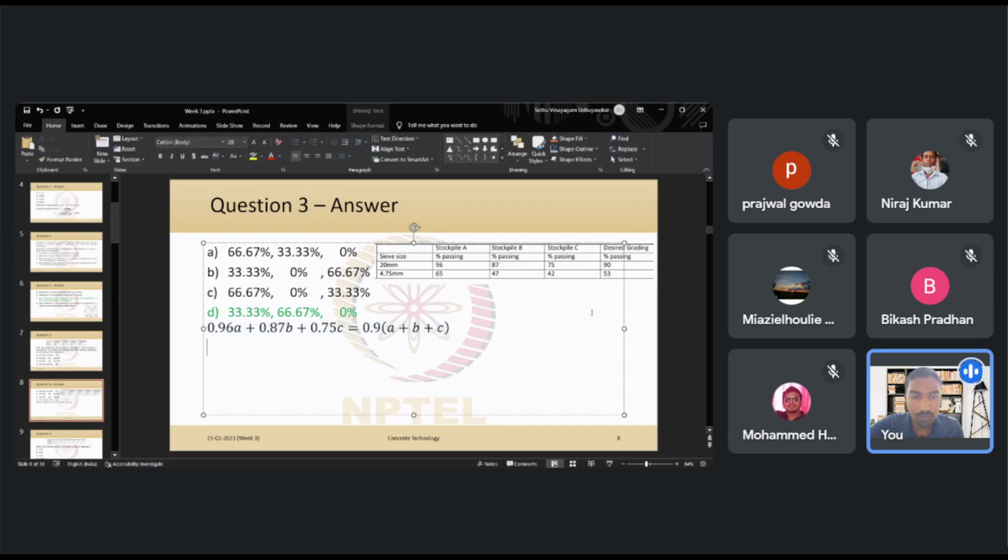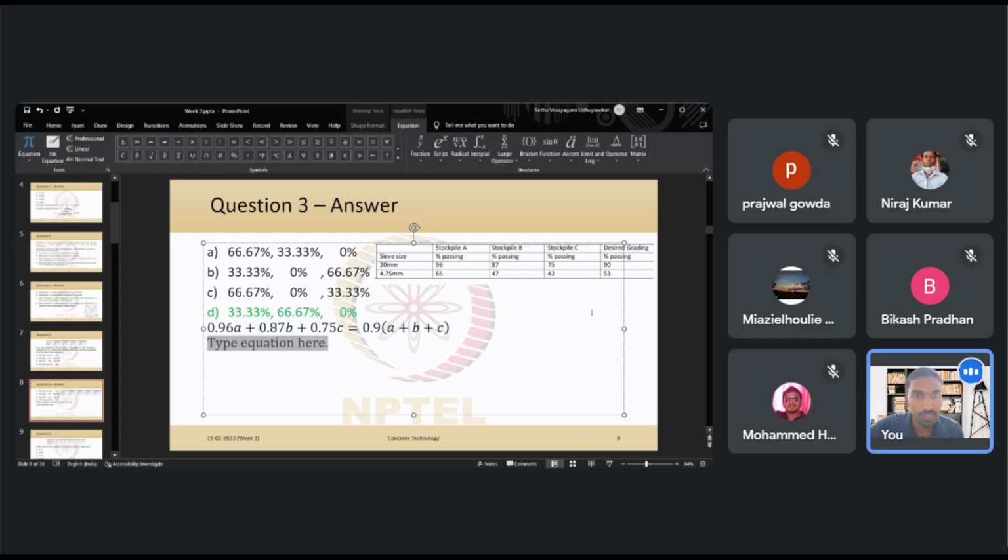And then the second one is for the other sieve size 4.75. So we have 0.65 times A plus 0.47 times B plus 0.42 times C. This should be equal to 0.53 times A plus B plus C, right? So we have written two equations now based on the information that is given to us, right?